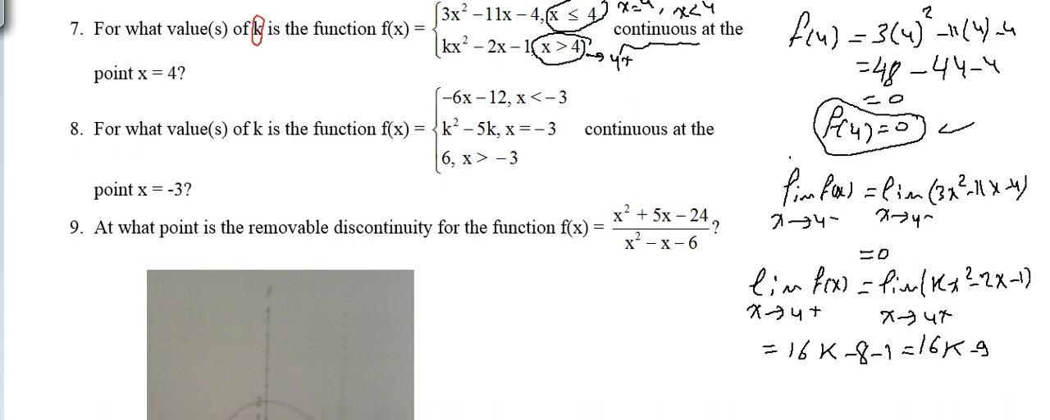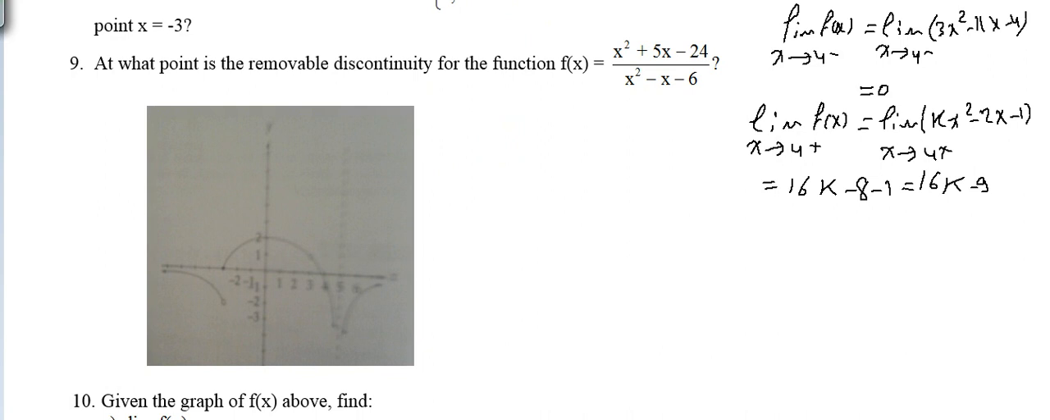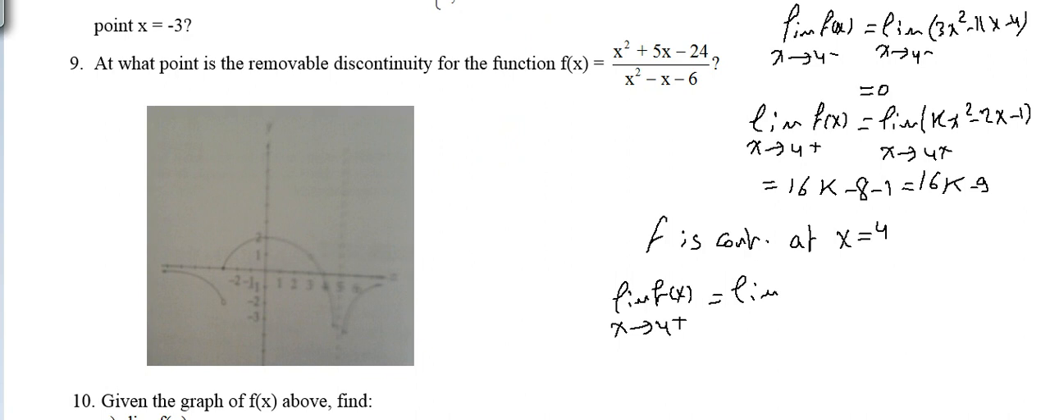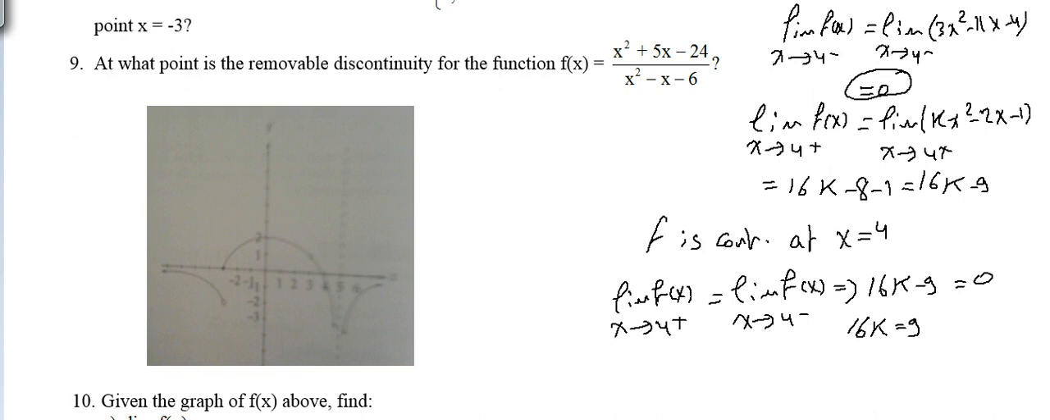Why? Because this is condition 2, and condition 2 should be applied because it is already given as continuous. Since f is continuous at x equal 4, the limit of f of x as x approaches 4 plus is equal to the limit of f of x as x approaches 4 minus. As x approaches 4 plus, we just found it, 16k minus 9, and as x approaches 4 minus, it is 0. So 16k equals 9, we divide by 16 on both sides to get k equal 9 over 16. So we found k.